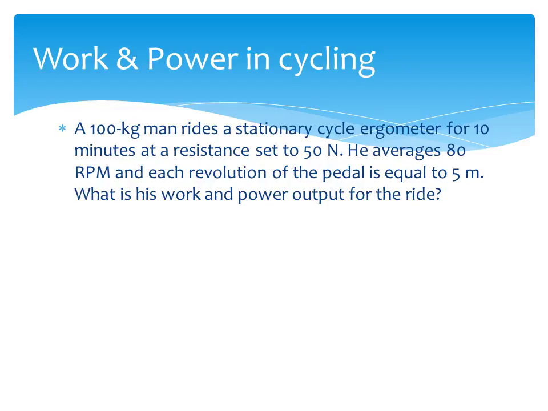If you've ever paid attention to the stationary cycle, the display can often tell you your speed, distance, power output in watts, and calories. How do these values get calculated though? The easiest way I thought to illustrate this point was through a good old-fashioned word problem. So let's use a 100 kilogram man that rides for 10 minutes with a resistance of 50 newtons and averages around 80 revolutions per minute. Also important to know is that 1 revolution equals 5 meters.